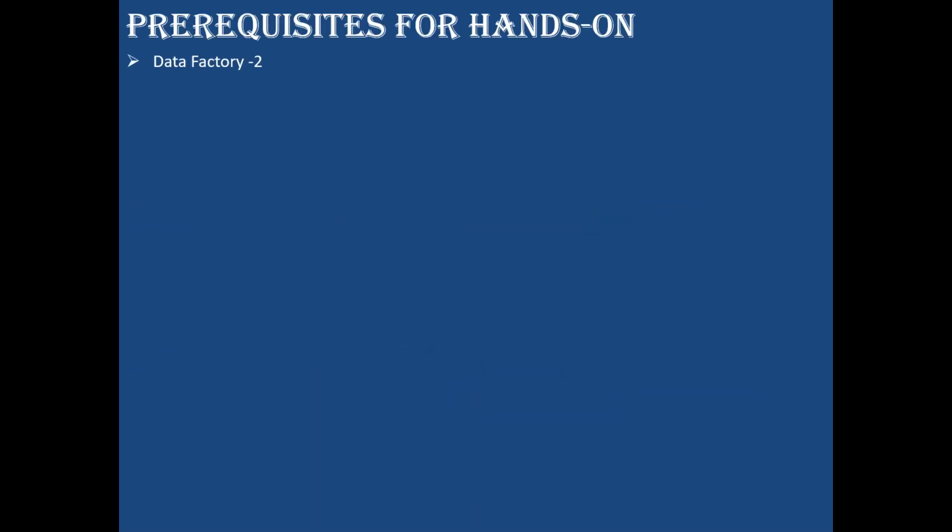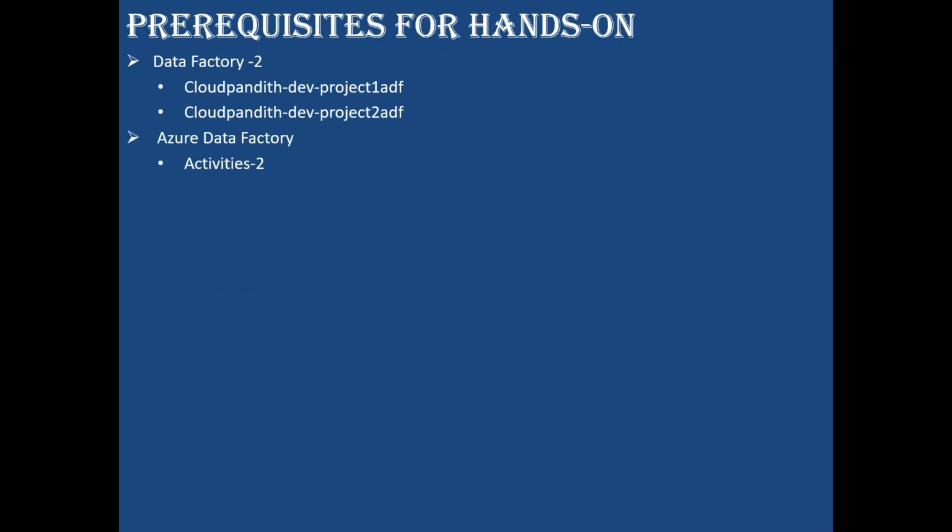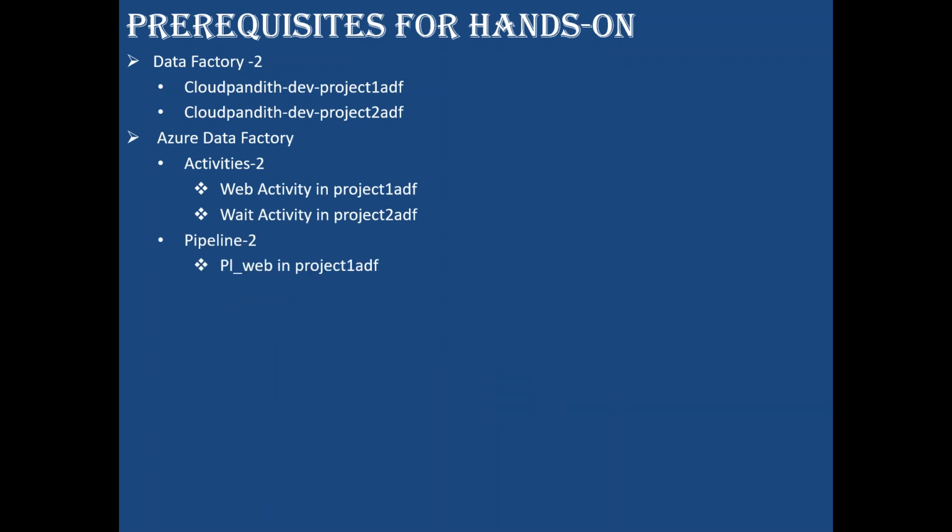Okay, the first prerequisite for this hands-on lab is that we need two data factories. One is Cloud Pandit Dev project1 ADF, the other is Cloud Pandit Dev project2 ADF. Then we will be creating some things within Azure Data Factory. I'll be using two activities: a web activity in the project1 ADF and a wait activity in the project2 ADF. And I'll be using two pipelines: PL_web in the project1 ADF and PL_wait in the project2 ADF.